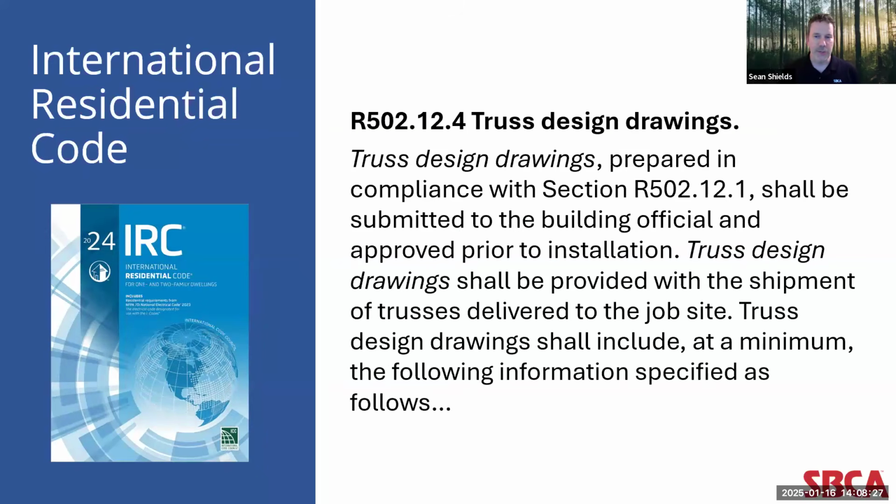In the International Residential Code, or IRC, Section 502.12.4 does the same thing. It contains a similar list of items that must be included at a minimum on the individual truss design drawings, again, for buildings constructed under the IRC. And I use the word similar because it's a different list of items. And in some cases, different words are used in the IRC to refer to the same data points that are listed in the IBC.